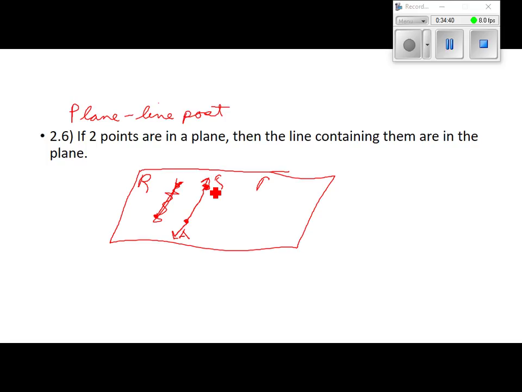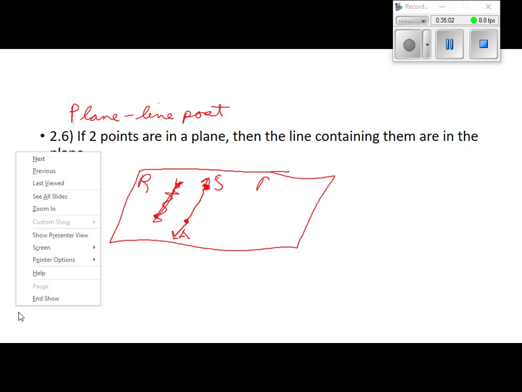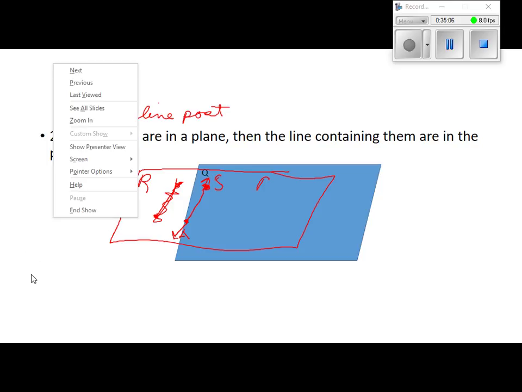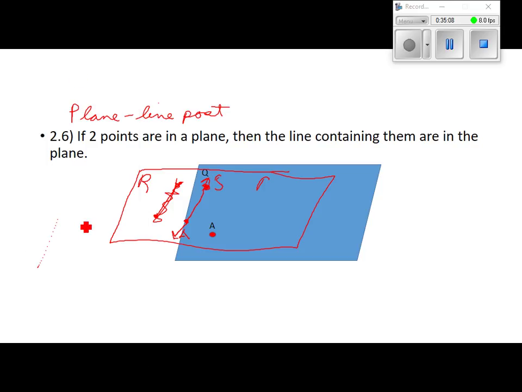That whole line that he drew, is it in his plane R? Is any part of that line going to be in some other plane that he didn't draw? No, it's all going to be in that plane. And that's all this says. So if you have 2 points on a plane, then the line that contains those 2 points must be on that plane. Must be contained within that plane completely. Let's skip over my drawing here real quickly because Brandon's drawing so much better.